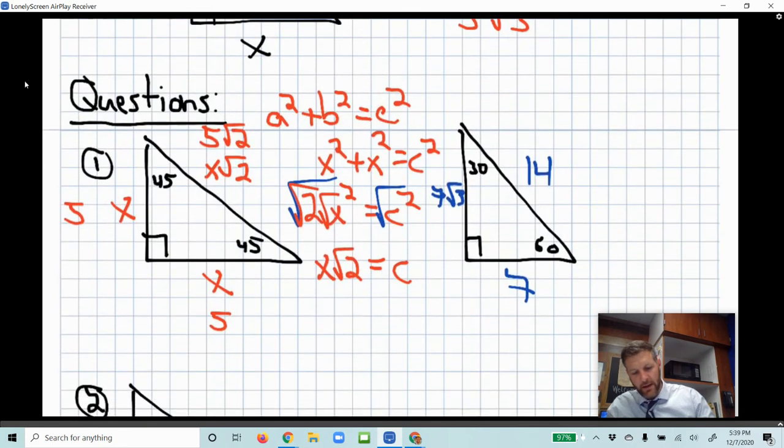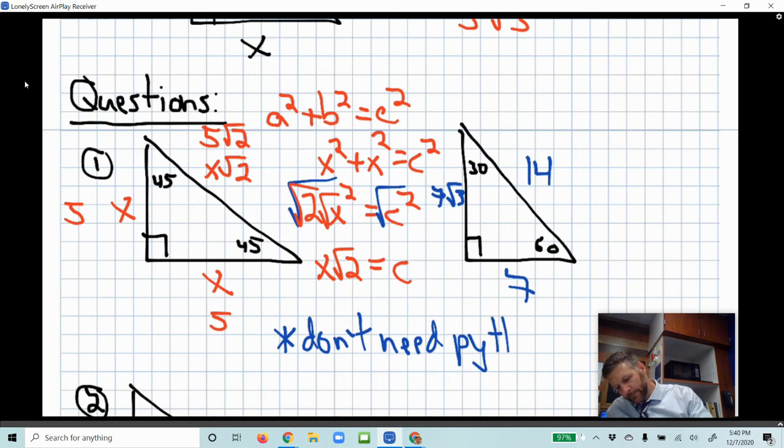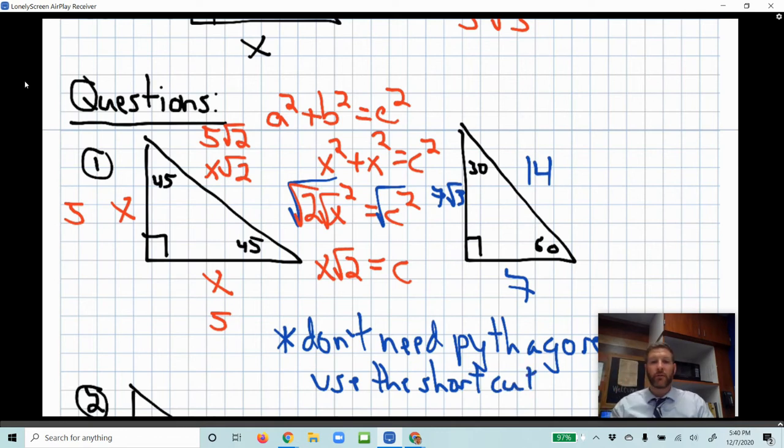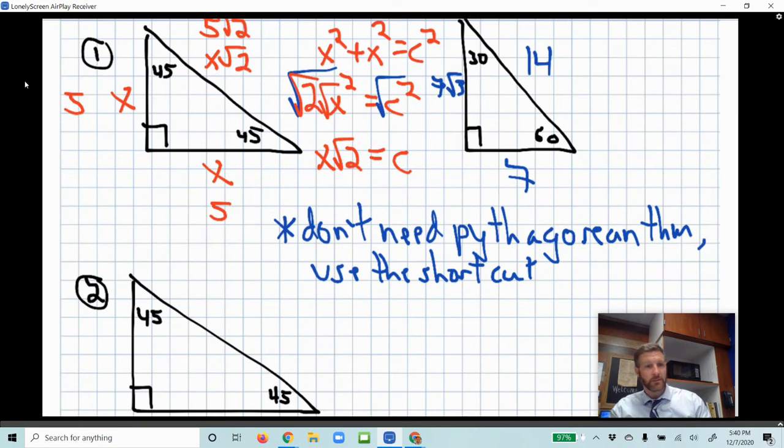So anyway, for number 1, the idea is you don't need the Pythagorean theorem. Use the shortcut. This is in fact a shortcut, and it's a shortcut for lots of things. So again, I encourage you, it's very worth your while to learn it.